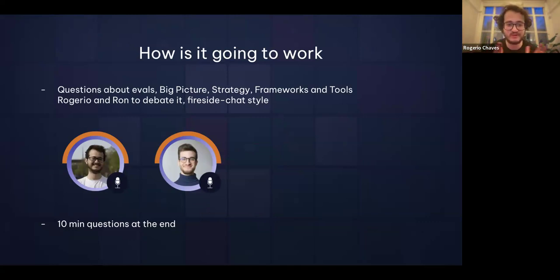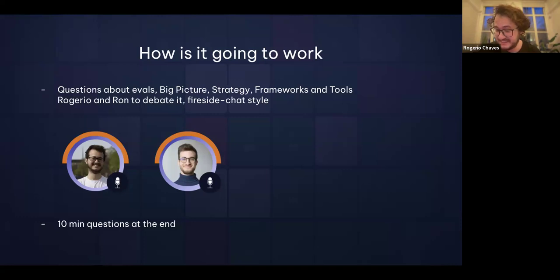The way it's going to work is kind of a fireside chat style. We have some questions that we collected, the most asked questions when we interact with our customers and from our own experience. Then Ron and I are going to debate each question and give our views on it. Please drop any comments or questions in the chat box. In the meantime, feel free to jump in so we can tackle them as part of it. We're also going to have 10 minutes at the end to spare. We're going to try to go about 3 minutes per question.